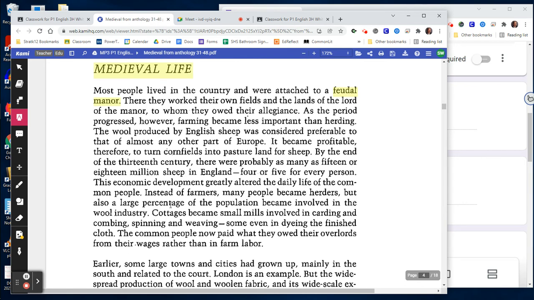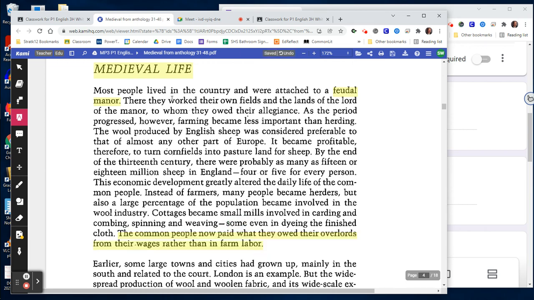This economic development greatly altered the daily life of the common people. Instead of farmers, many people became herders, but also a large percentage of the population became involved in the wool industry. Cottages became small mills involved in carding and combing, spinning and weaving, some even in dyeing the finished cloth. The common people now paid what they owed their overlords from their wages rather than in farm labor. So this is a major shift that started to happen.